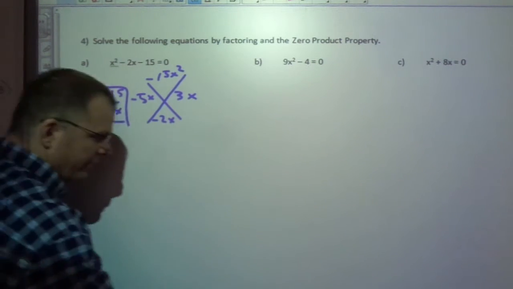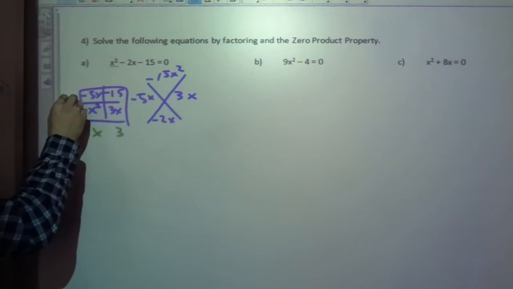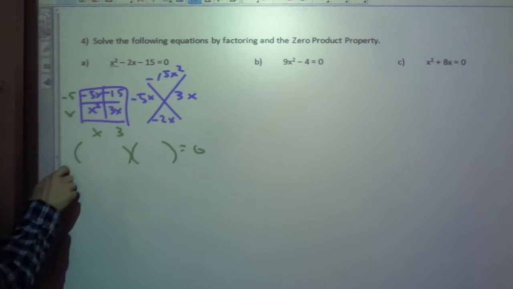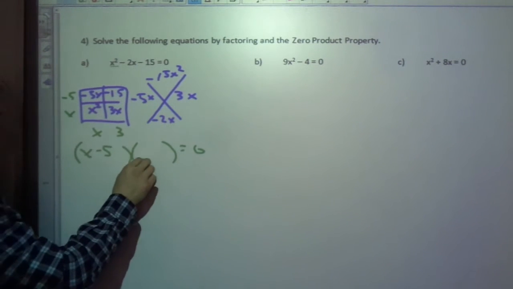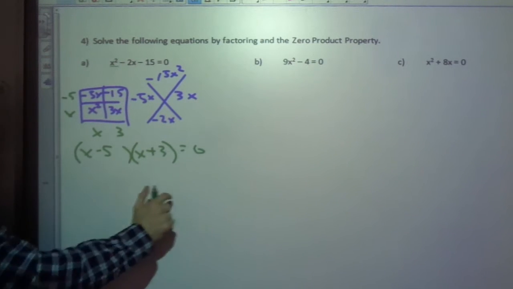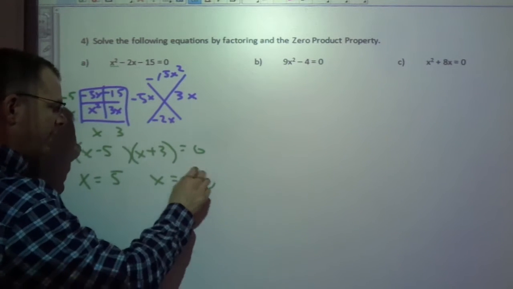And I do that so that now I can do my length times width, and I can write it as a product. That's really important. Make sure you're writing it as a product so that the zero product property will work. This equals 0 or this equals 0. X equals 5 or x equals negative 3.